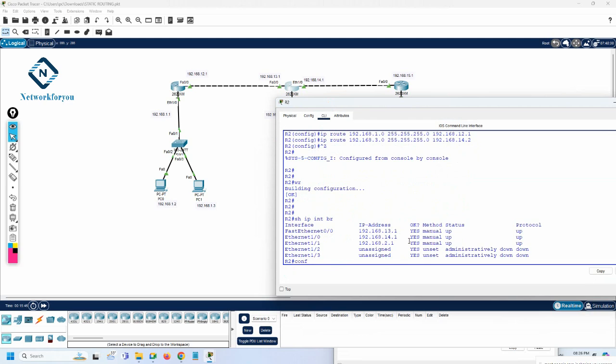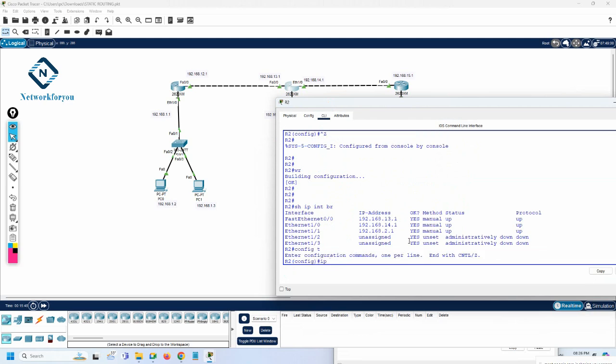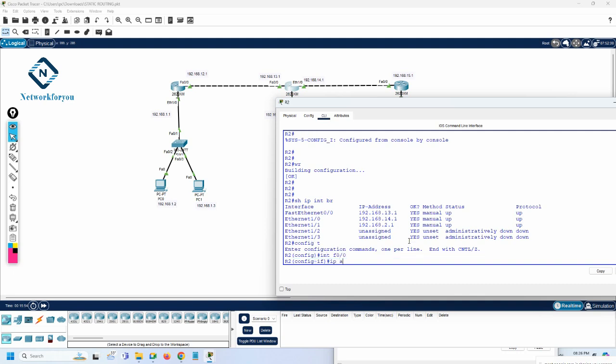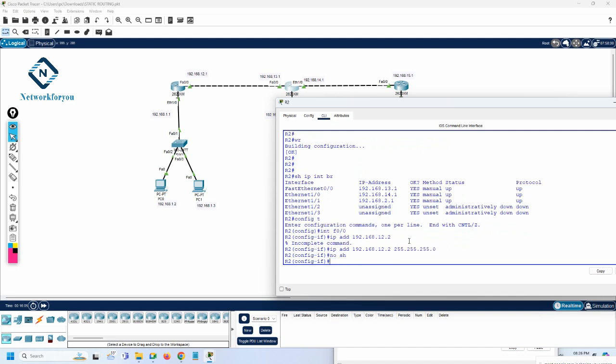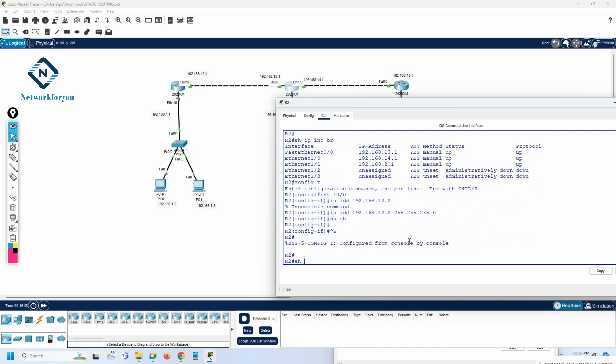So what we need to do is assign the IP. Interface FastEthernet 0/0. Then I write IP address 192.168.12.2, and give the space, 255.255.255.0, and no shut.